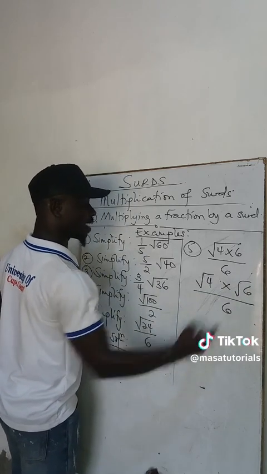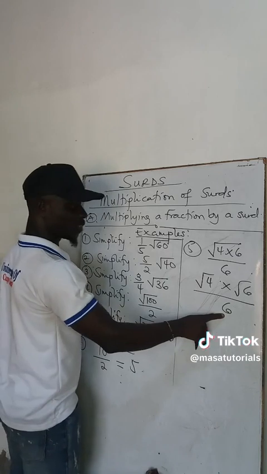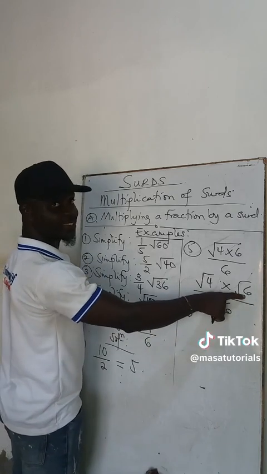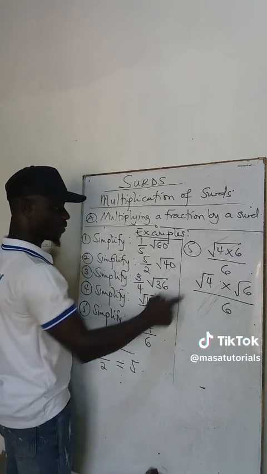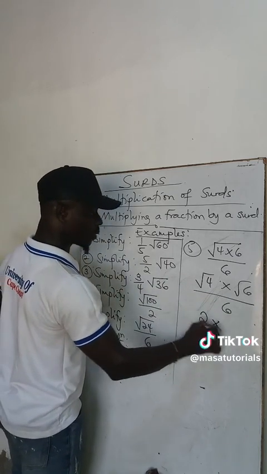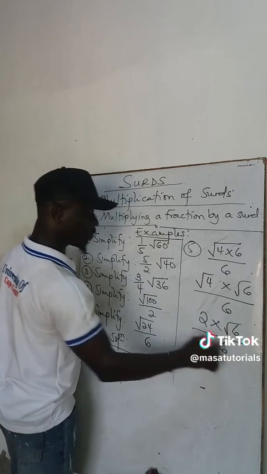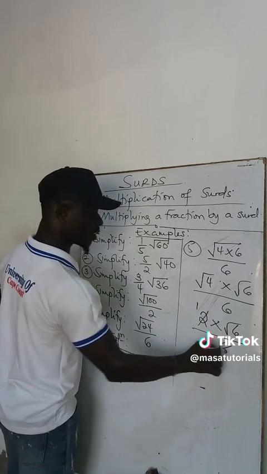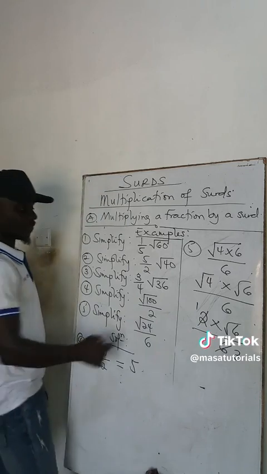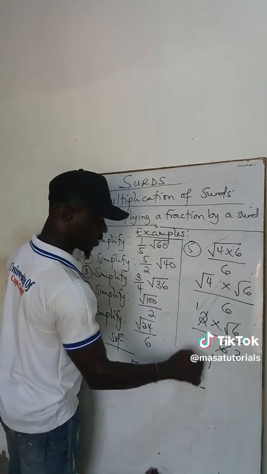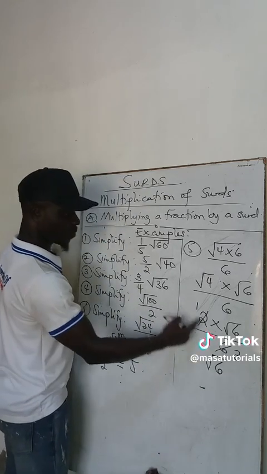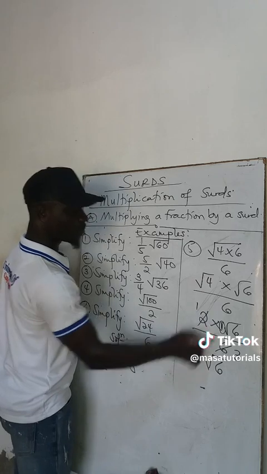Don't see that 6 can cancel 6. No, this is not inside the square root. This is inside the square root. So they can't cancel. Square root of 4 is 2 times square root of 6 over 6. 2 here, 1 into 6 is 3. 1 times square root of 6 is still square root of 6, because 1 will multiply this invisible number here.